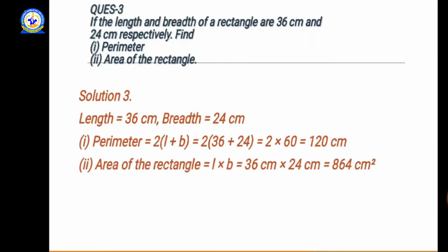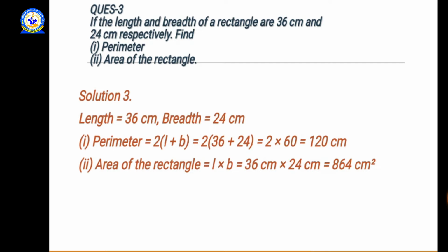Now in question number 3, if the length and breadth of a rectangle are 36 centimeter and 24 centimeter respectively, what is given in the question? Length of the rectangle is equals to 36 centimeter and breadth of the rectangle is equals to 24 centimeter. Find its area and perimeter. We have to find first perimeter, then area of the rectangle.